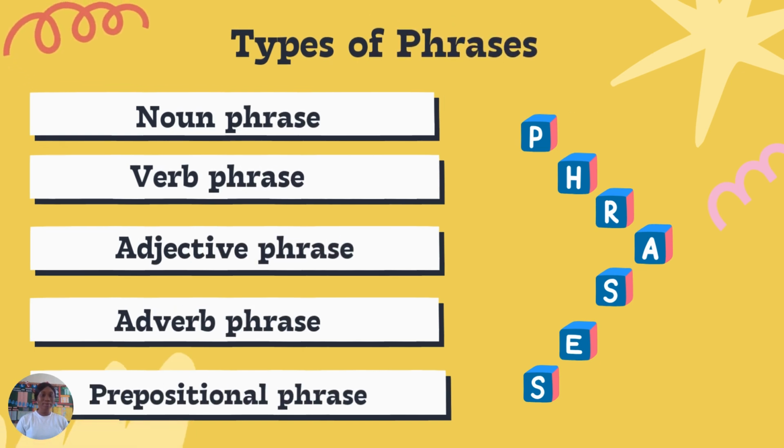Now, we have the types of phrases, five types of phrases. Number one, noun phrase. Number two, verb phrase, which we looked at in our last class. Number three, adjective phrase. Four, adverb phrase. And five, prepositional phrase. I know that it looks like a lot of things to learn, but trust me, they are really easy and short. So let's get right into it.